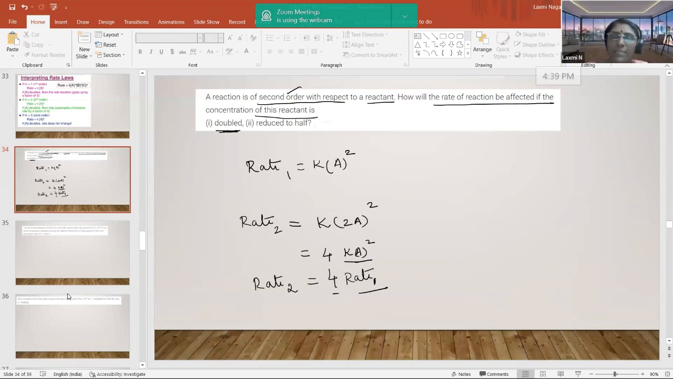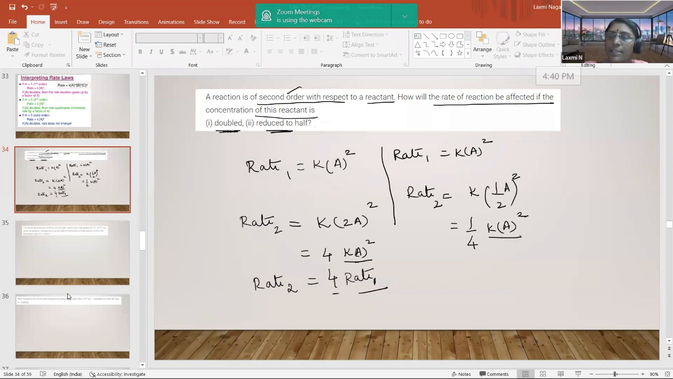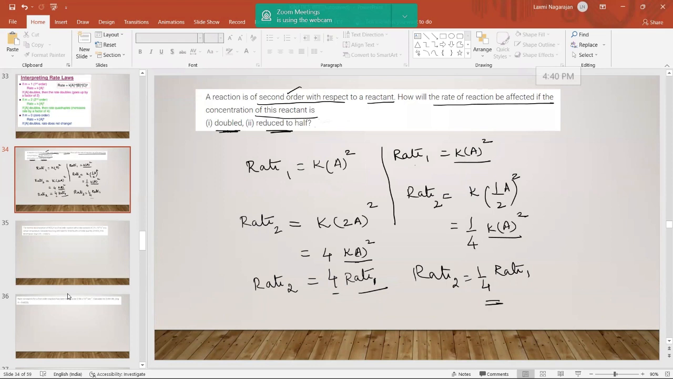Yes. Sometimes the children don't get convinced so easily. Now for the reactant reduced to half. We start by writing rate 1 is equal to K A to the power 2. And then we figure out what rate 2 is by making the change on the reactant. It is reduced to half, so it is 1 by 2 of A, which gives 1 by 4 times K A to the power 2. This is already equal to rate 1. So rate 2 is equal to 1 by 4 times rate 1.